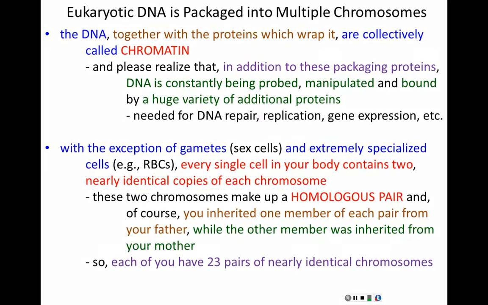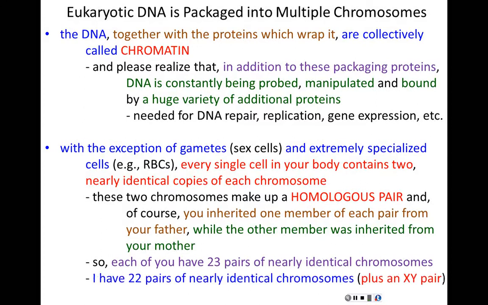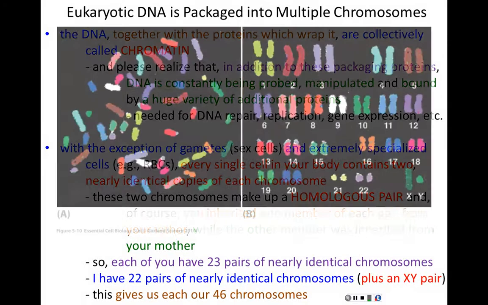For all of you out there, you have 23 pairs of nearly identical chromosomes, and that includes the 23rd pair of the sex chromosomes. You all have two X's that are nearly identical. I have 22 pairs of nearly identical chromosomes, plus a 23rd pair, which is not nearly identical at all. Being male, I have an XY pair on my 23rd, and those two are non-homologous chromosomes. But all of us are human beings, and whether we're male or female, we all have 46 chromosomes total.